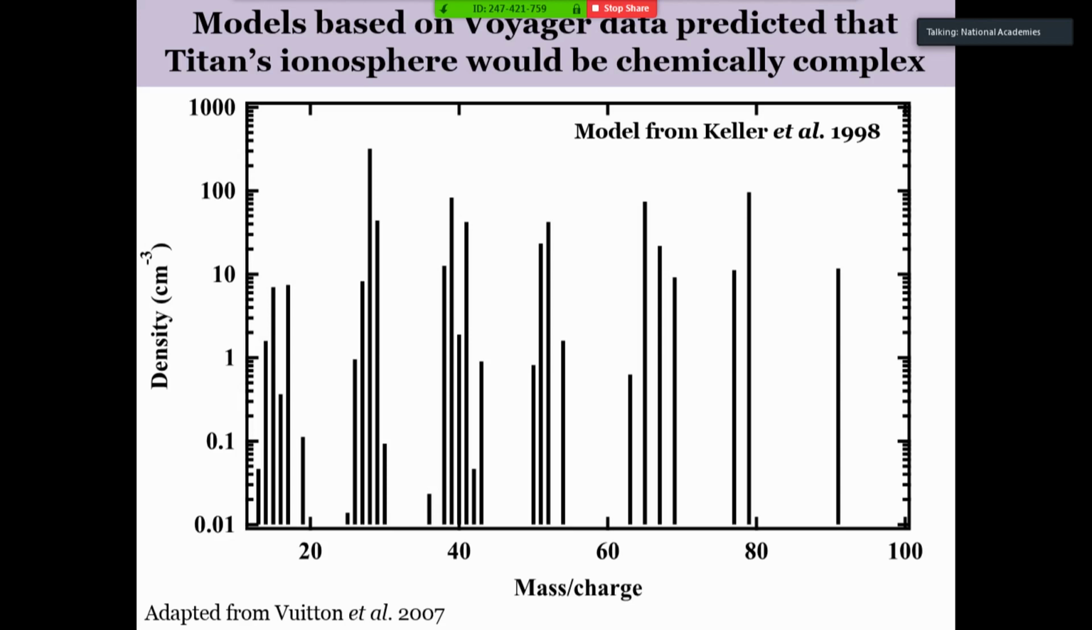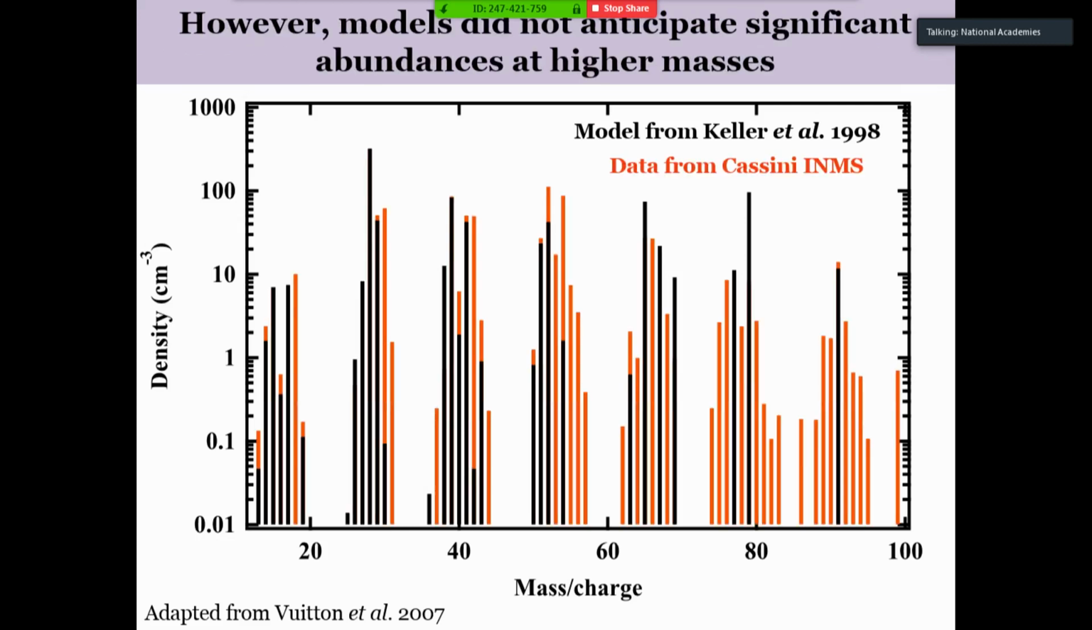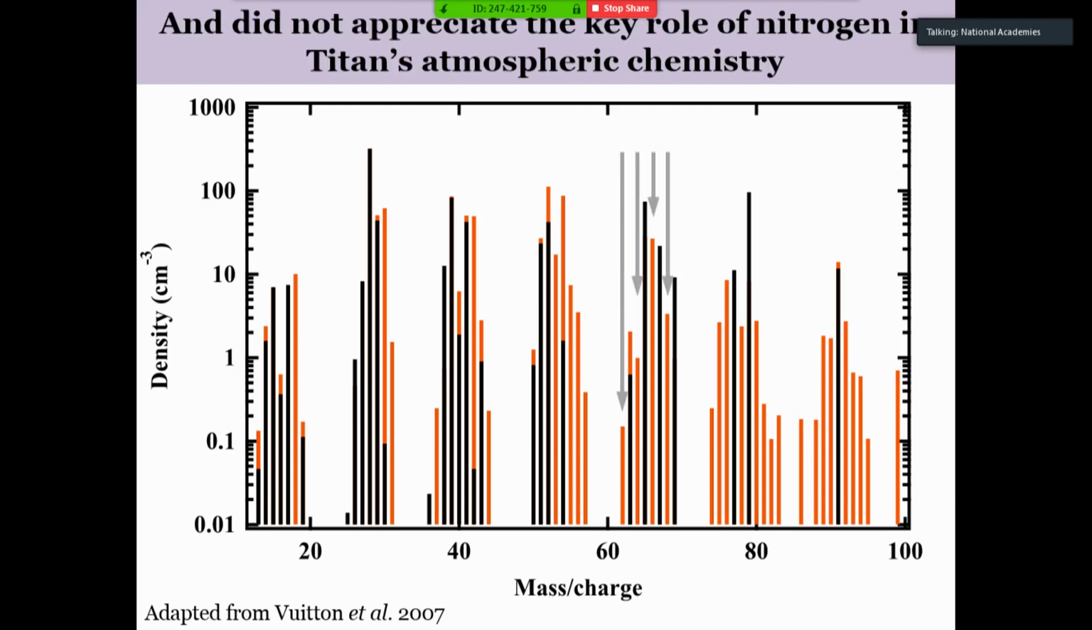So this is a model of Titan's atmosphere as it would look from a mass spectrometer prior to Cassini. So using everything we knew from Voyager, state-of-the-art atmospheric chemistry models, this is what we thought a mass spectrum in the top of Titan's atmosphere would look like. These are the actual mass spectrum data. And if you look at the black lines, they actually match pretty well with the orange lines where they exist. But there's a bunch that are missing entirely. I've highlighted some here with the gray arrows just from this one group.